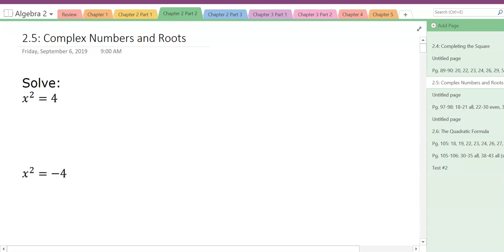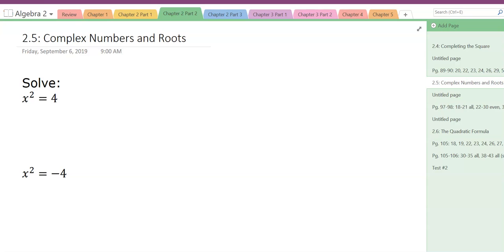For section 5, we're going to get into a little bit more with those square roots that we were talking about with completing the square, but we're going to talk about something called complex numbers and roots. I talked about this briefly at the beginning of the year, with the quadratic equations and the graphing, where I said there are options for the graph to hit the x-axis 2 times, or 1 time, or no times.